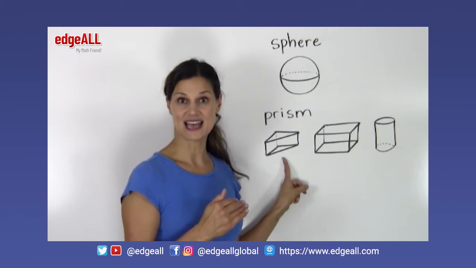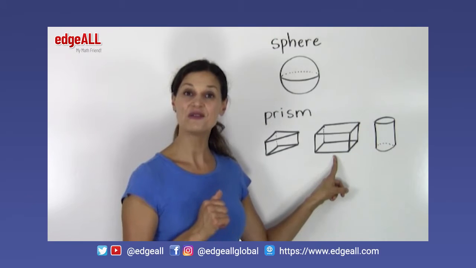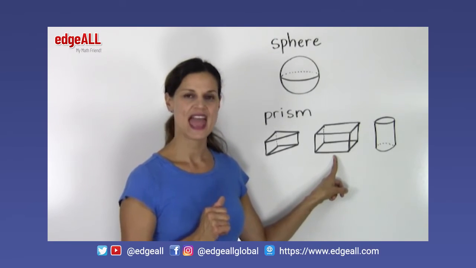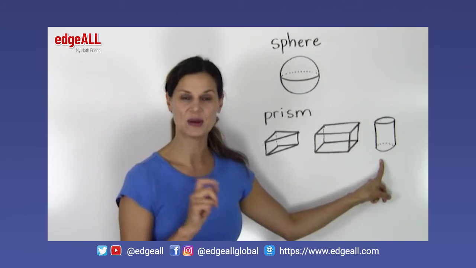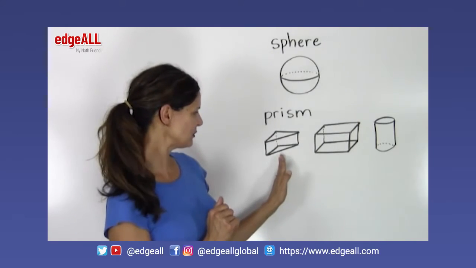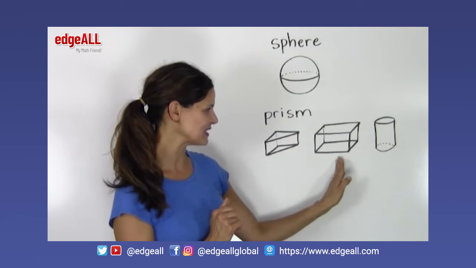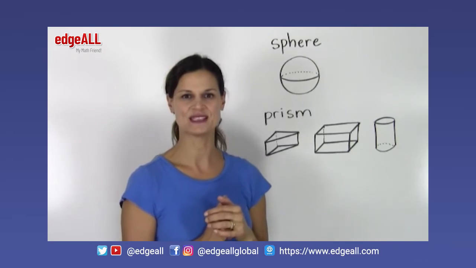If the bases of a prism are rectangular, then we call it a rectangular prism. And strictly speaking, a cylinder is also a prism with circular bases. So triangular prism, rectangular prism, and a cylinder, which is like a circular prism.